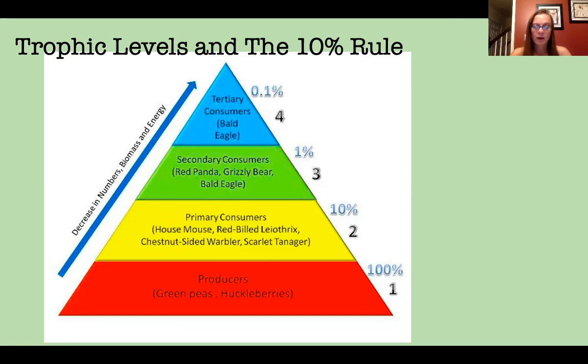So as we go up the trophic pyramid, the amount of energy available decreases by 10% at each level. We call that the 10% rule. It decreases to 10% of the previous level at each level. The number of organisms decreases, and therefore the biomass decreases.